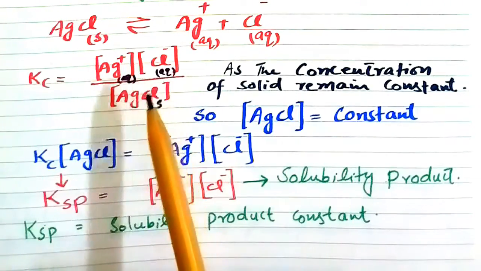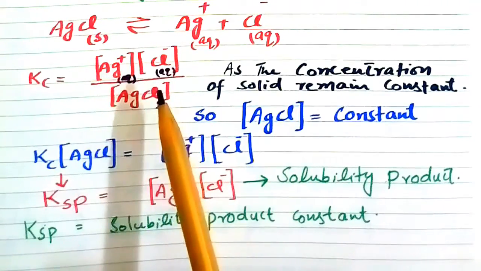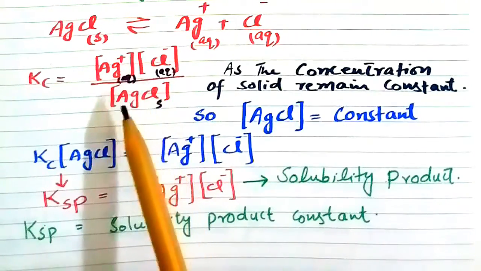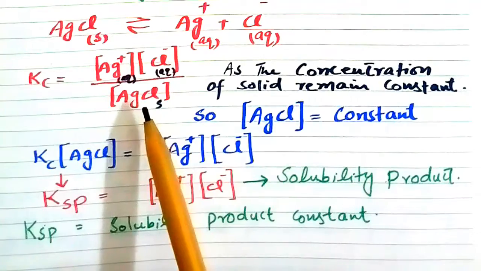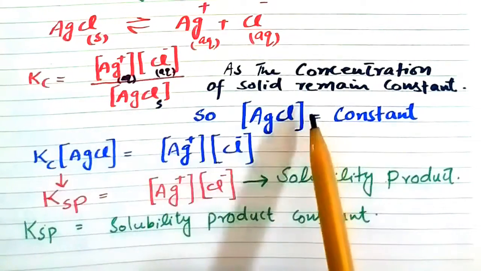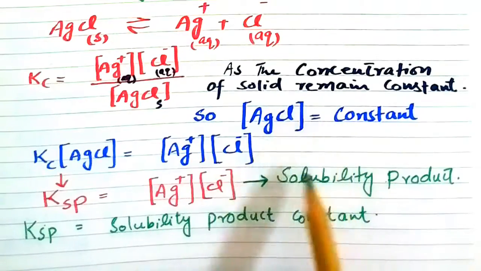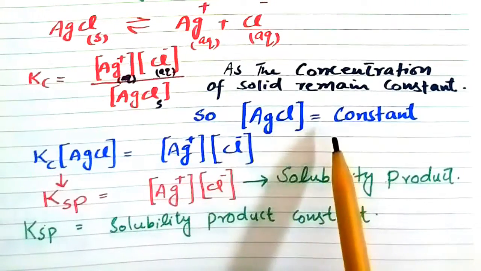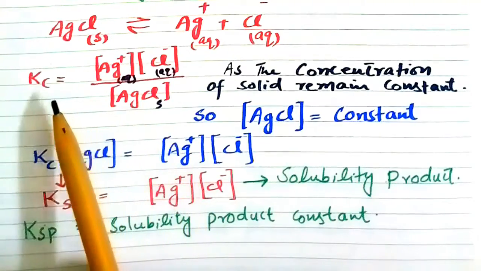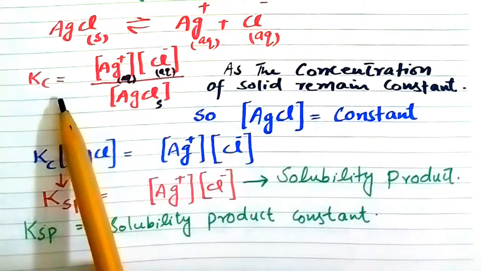So it is the same as discussed in the law of mass action section, that the molar concentration of products is divided by the molar concentration of reactants. Now according to the rules, the concentration of the solid remains constant, so AgCl will equal a constant. Now we will bring this AgCl along with Kc, as Kc is also constant.